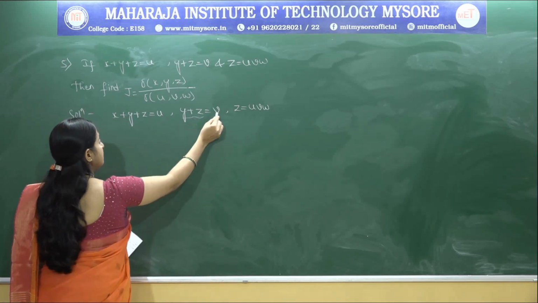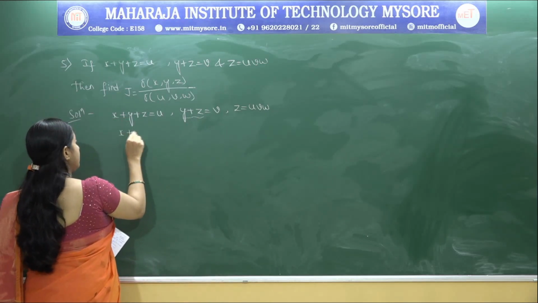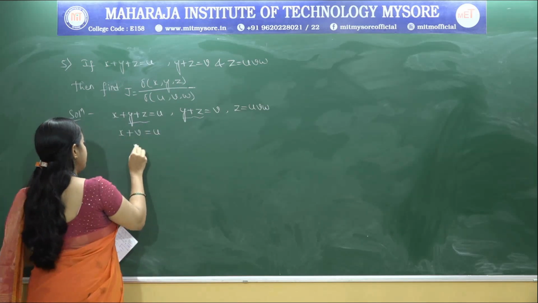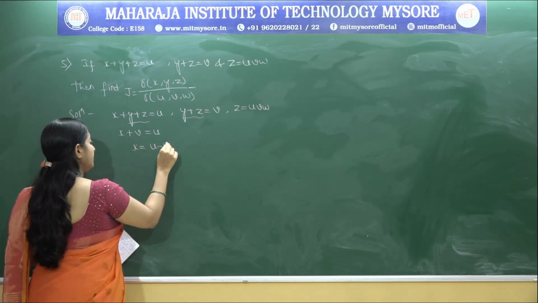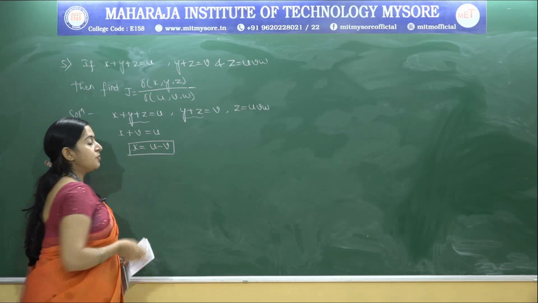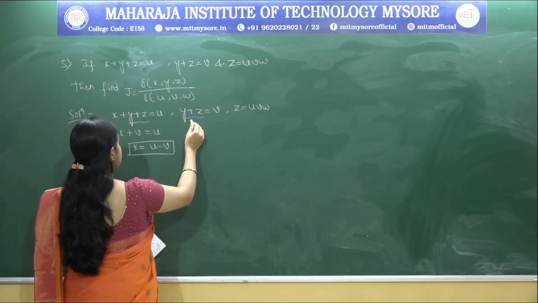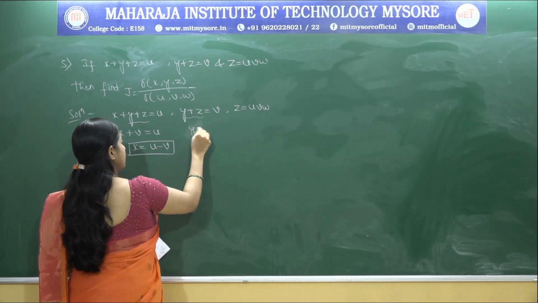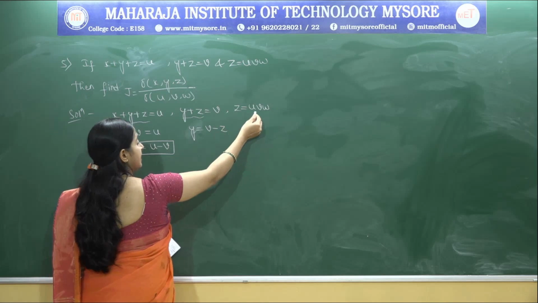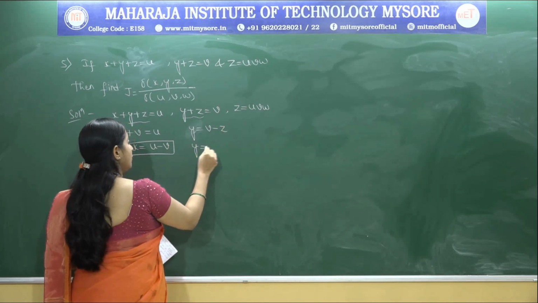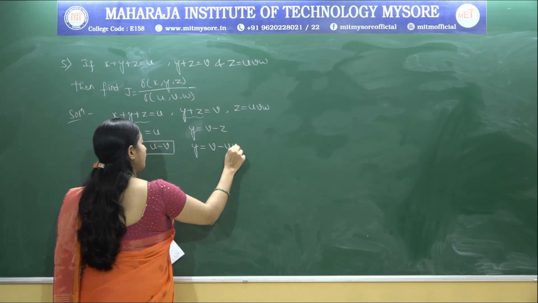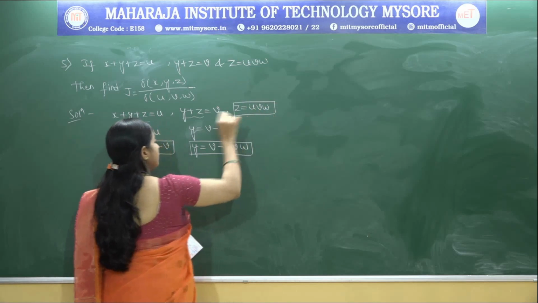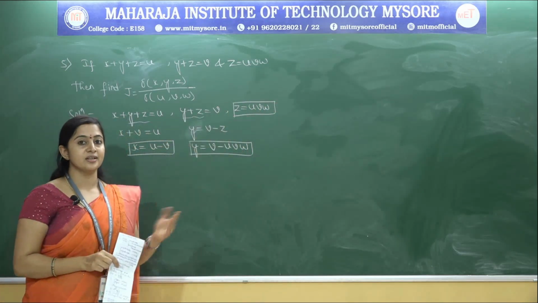For y plus z, you substitute v in x plus y plus z equals u. So x can be expressed in terms of u and v. This is the first part. Similarly, the second one, y equals v minus z. z can be written as uvw, so y equals v minus uvw. This is z. z is already in terms of u, v, w, so no need to rearrange.